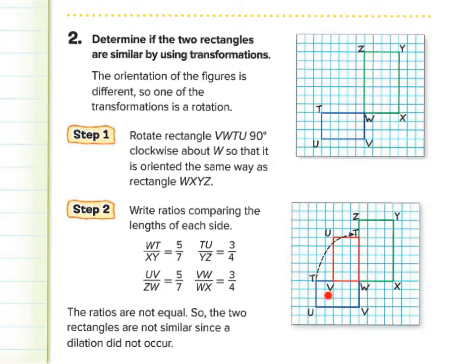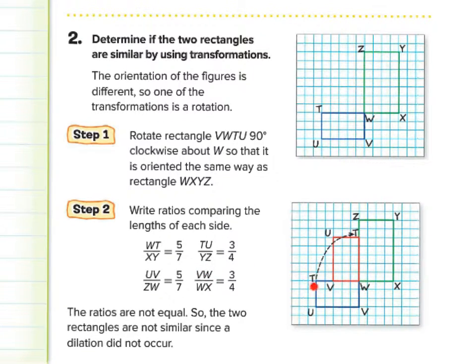Okay, so first, it looks like our pre-image is our blue one. We rotate it 90 degrees clockwise on the W vertex, and then there's a dilation where you can see that it's being increased, and it's being increased proportionally. Actually, it's not quite proportional. And you can see that here.